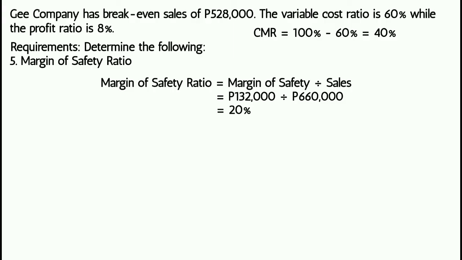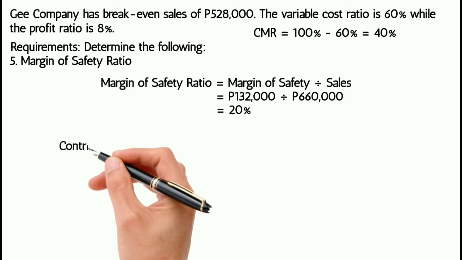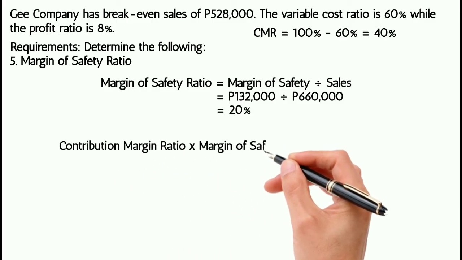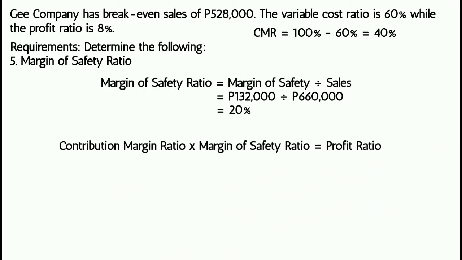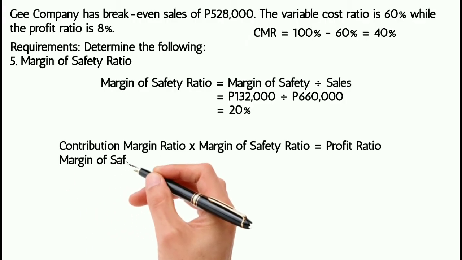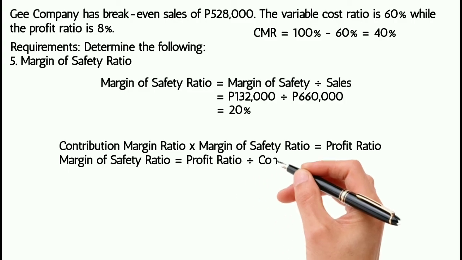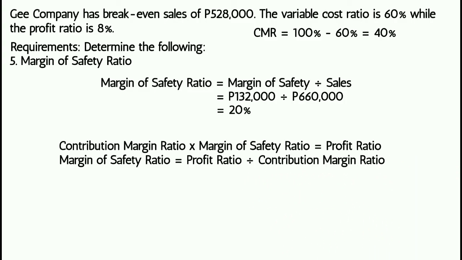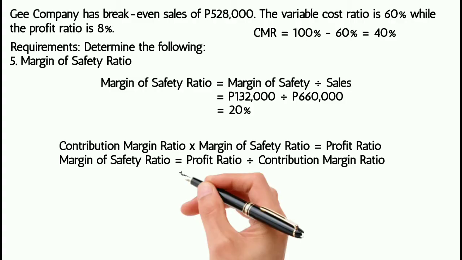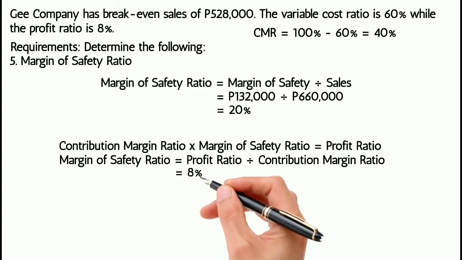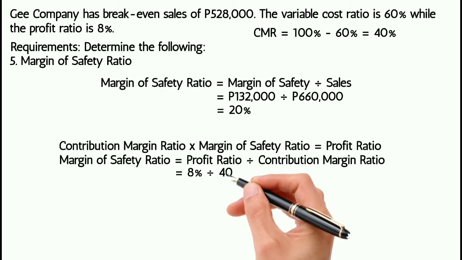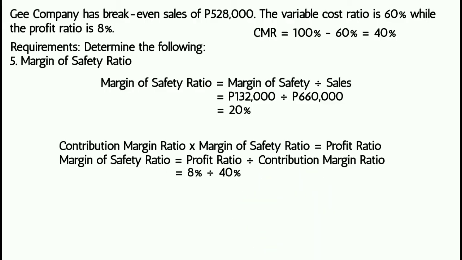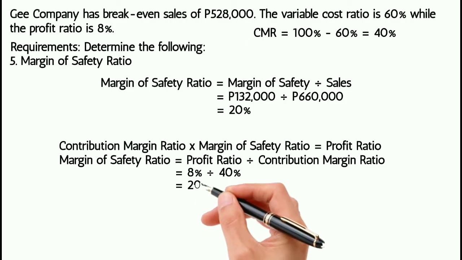Another way to compute for the margin of safety ratio is contribution margin ratio times margin of safety ratio is equal to profit ratio. By deriving from this formula, margin of safety ratio is equal to profit ratio divided by contribution margin ratio. Ang profit ratio ay 8% at ang contribution margin ratio ay 40%. 8% divided by 40%, that is equal to 20%.